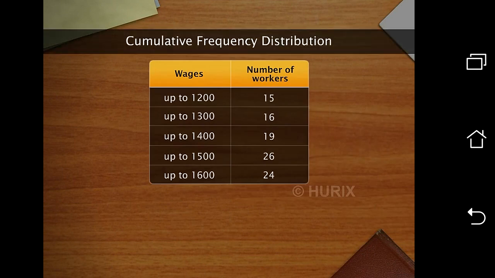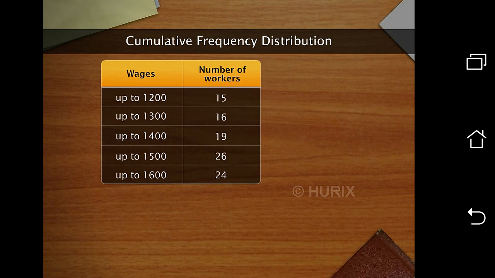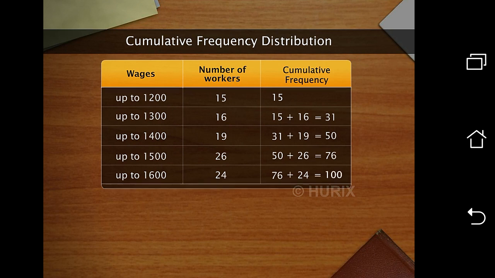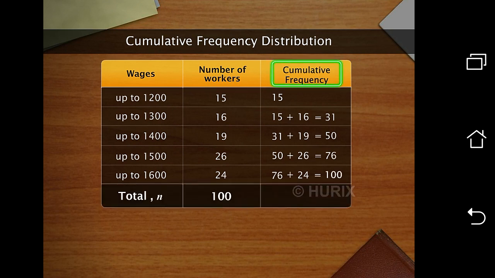What do you understand by the word cumulative? Cumulative means some sort of total, right? In this data, we can see that the number of workers who earn a monthly wage of up to 1,200 rupees are 15. Also, the total number of workers who earn monthly wage of up to 1,300 rupees are 31, and the wage of up to 1,400 are 50. And workers earning up to 1,500 are 76, and the ones earning up to 1,600 are 100. The last column is in fact the cumulative frequency of the given data.